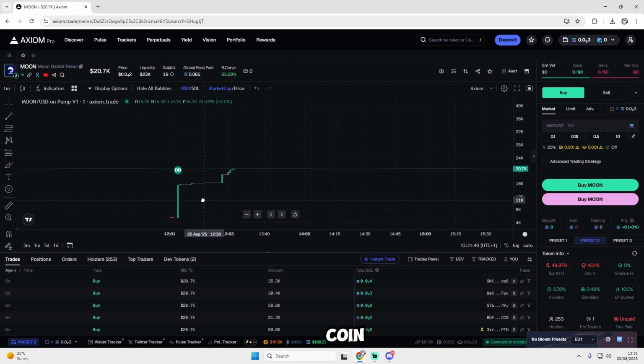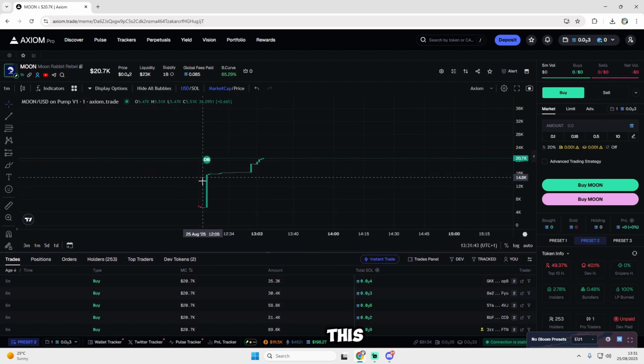When investing into a coin, always look at how the coin was launched, because this is very, very important. Secondly, as you can see, the top 10 holders hold 49%, probably not something you would want to buy into, and also there's 40% dev holding.